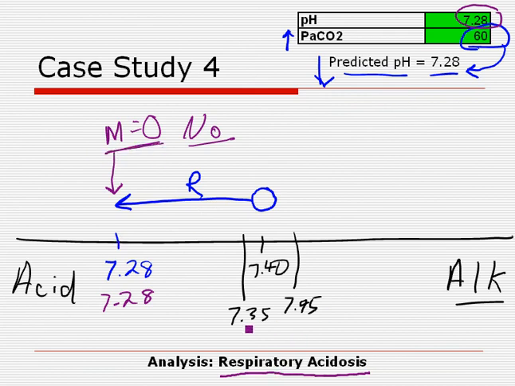This would be consistent with a patient who's just stopped breathing for whatever reason, or is having ventilatory inadequacy, allowing their CO2 to build up to 60. The result is a pH of 7.28. Okay, well, I think that's kind of cool.